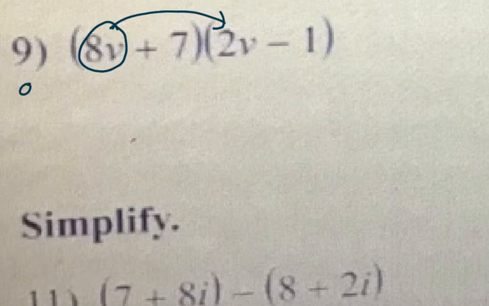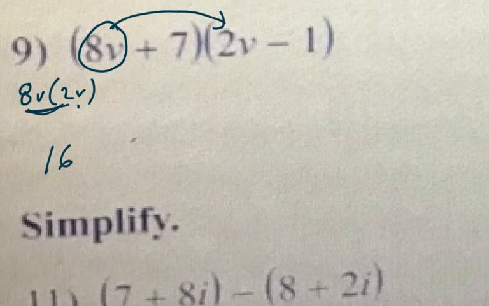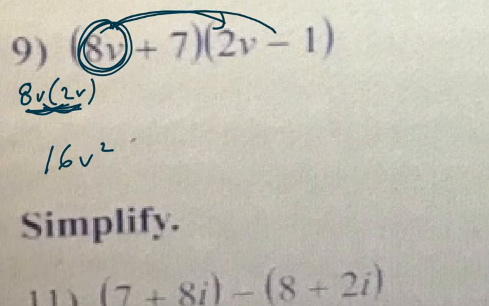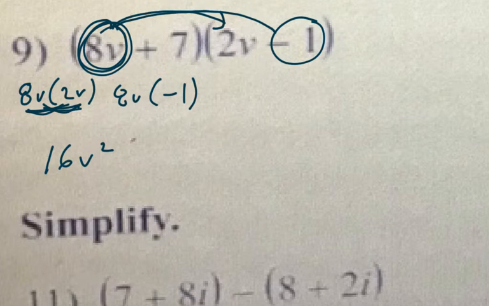So the first thing I'm going to do is 8v times 2v. And 8 times 2 is 16. V times v is v squared. Now I'm going to take this 8v and also times the minus 1 over here. So what's 8v times minus 1? Well, that's just a minus 8v.